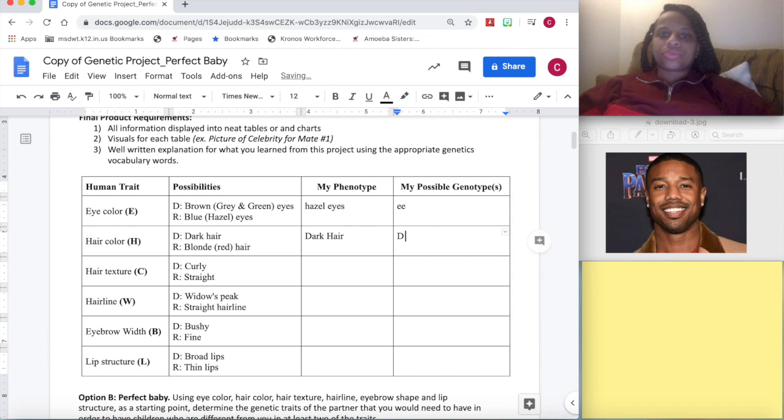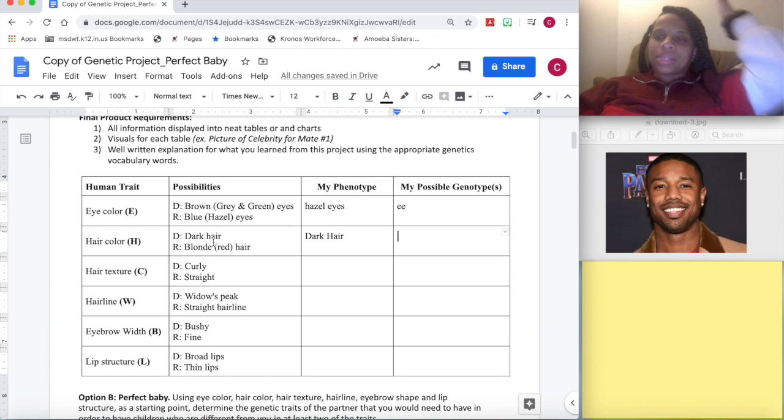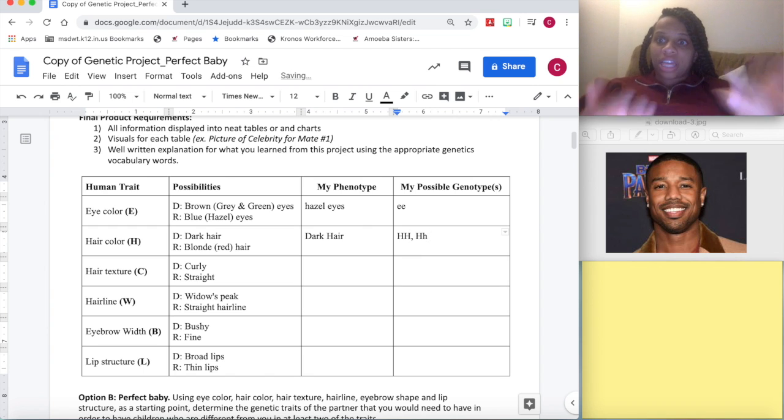Okay? Now, next one, hair color. The possibilities: you can be dominant and have dark hair, or you can be recessive and have blonde or red hair. Well, I have dark hair. I don't have blonde hair. So my possible genotypes then are either going to be capital H, which is homozygous dominant, or it's going to be capital H and lowercase h, which is heterozygous.